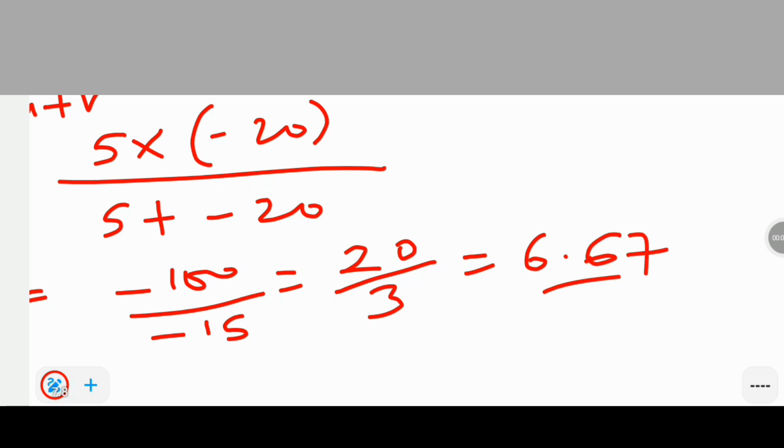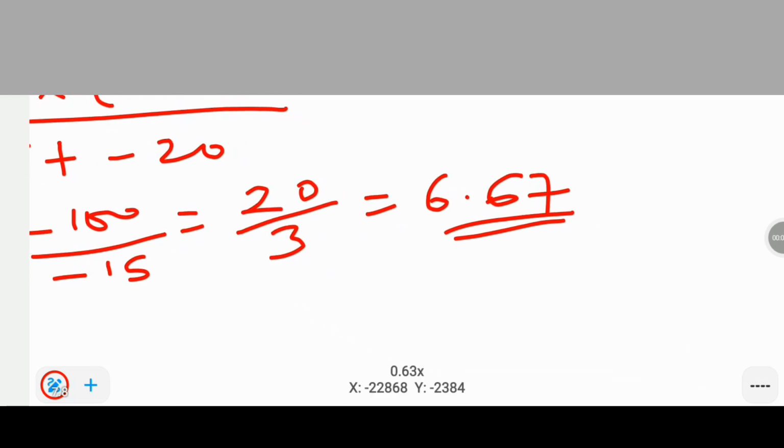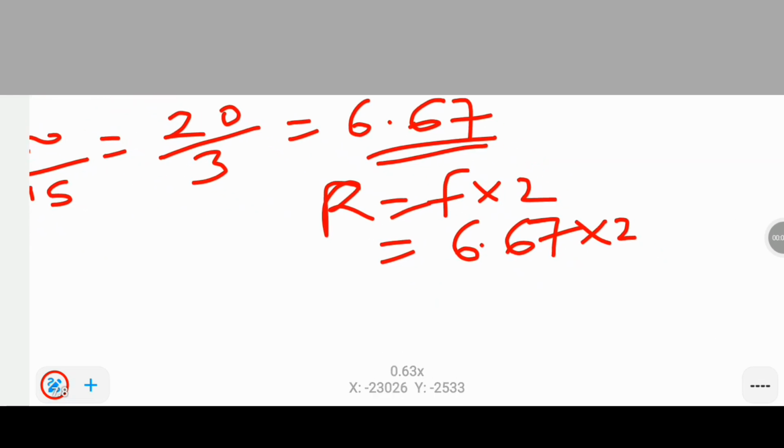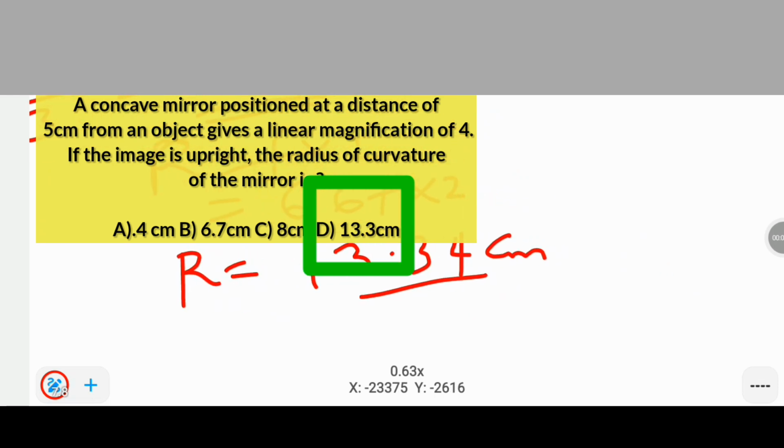So you have to be careful at this point because this answer is in the options. That's option B, but that's not the correct answer because this is just the focal length. So we want to find the radius of curvature. So we need to multiply this answer by 2 because radius of curvature is F times 2. So let's do 6.67 times 2, we're going to get 13.34 centimeter. This is the radius of curvature. And this answer is option D. So the correct answer is option D.